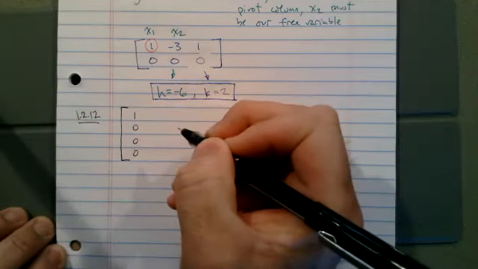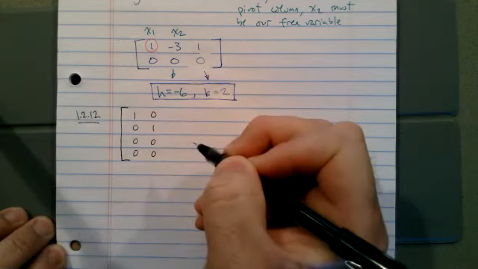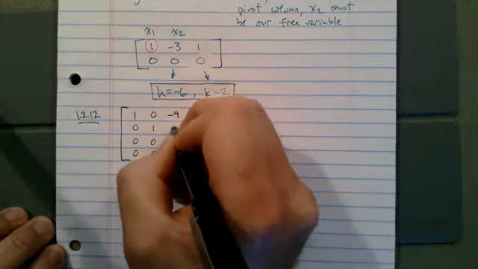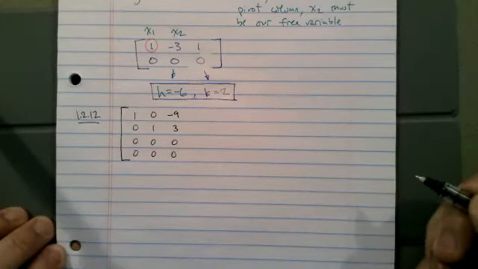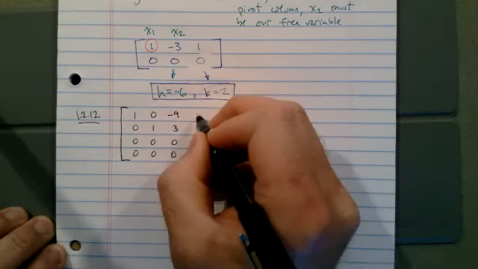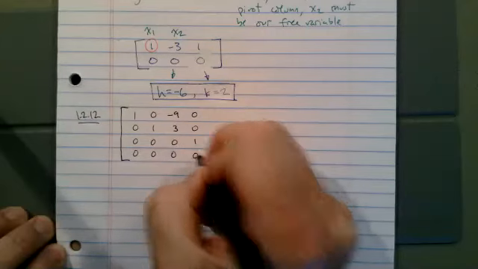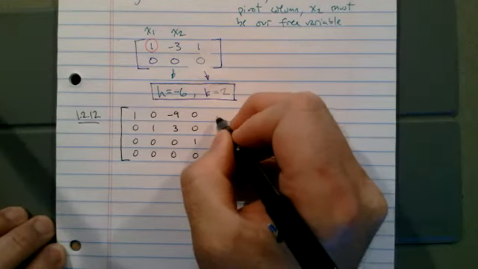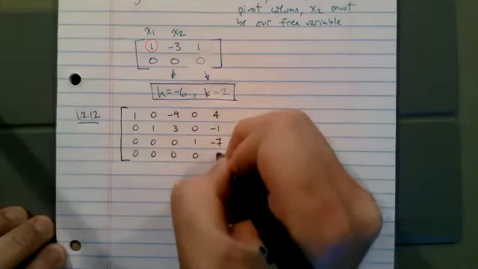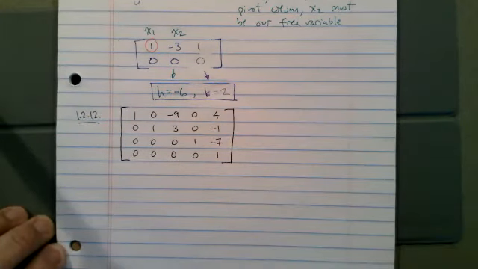The second column of this matrix is 0, 1, 0, 0. So that one's already done. The third column is -9, 3, 0, 0. Non-pivot column, that one's already done. The fourth column is 0, 0, 1, 0. So that column is done. And the fifth column is 4, -1, -7, 1. This is the augmented matrix of a linear system.